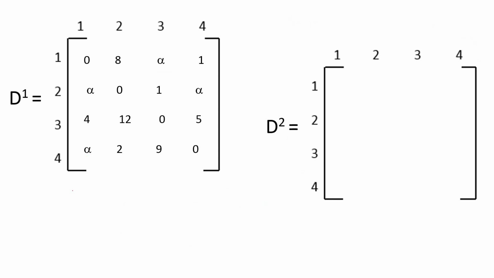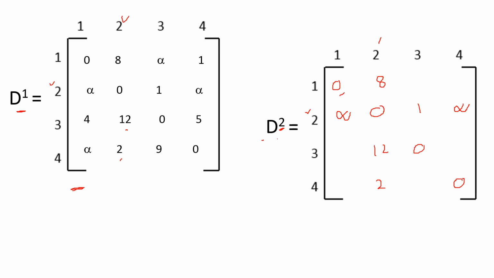Now this is D1 which we got. Now from D1 we are going to get the value of D2. Same way, diagonal values make 0. Here, since it is D2, second column and second row, these values we are taking from D1. So second column is 8, 0, 12, 2, and second row is infinity, 0, 1, and infinity. Now we are going to form the entries.